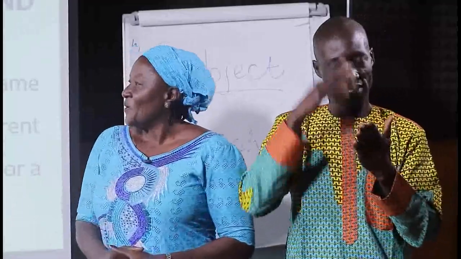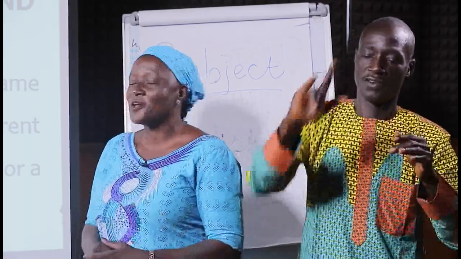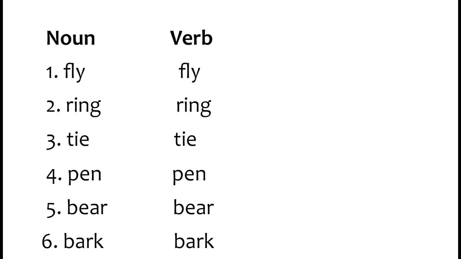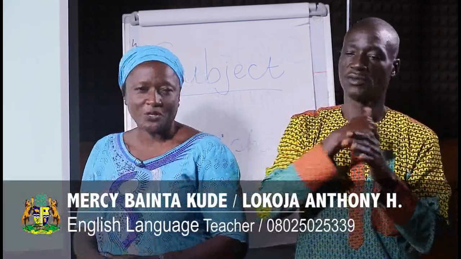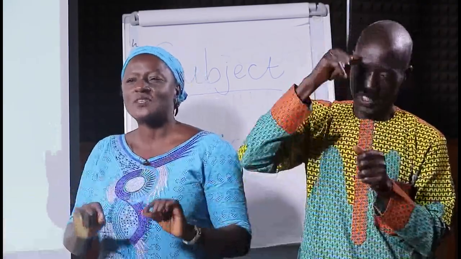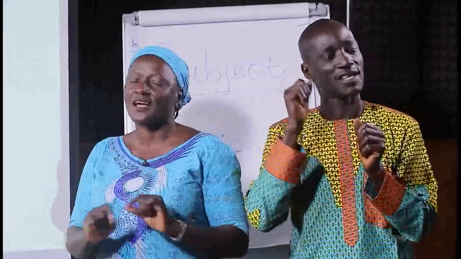Okay, before we come to the end of this lesson, let's quickly go through what we have said. Remember, homonyms are words that share the same spelling, same sound, but different meanings. Examples of homonyms, we have fly and fly, ring and ring, bear and bear, back and back, tie and tie. We have pen and pen, and so on. Always remember, homonyms are spelled the same, pronounced the same, but their meanings are different.